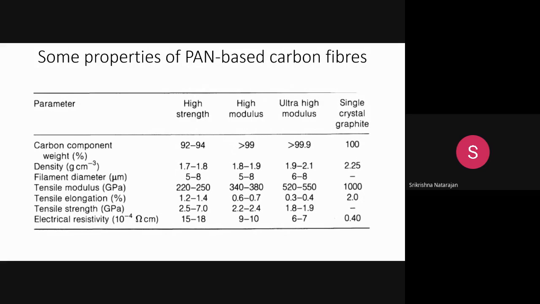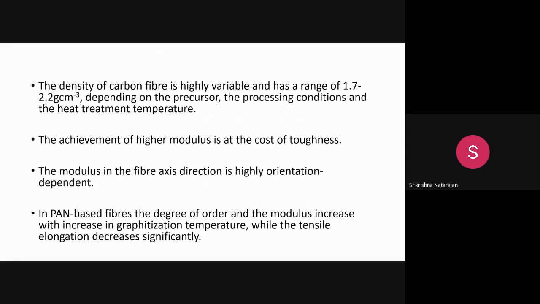Okay. And if you see the other physical properties, the density, we have already seen the specific gravity, it is very high. The density is around 1.7 to 2.2 grams per cubic centimeter. And it is obtained based on the precursors. If you manufacture the carbon with PAN fibers, then it may be different from the carbon manufactured from rayon or pitch. So it depends upon the processing conditions, precursor type, and the heat temperature.